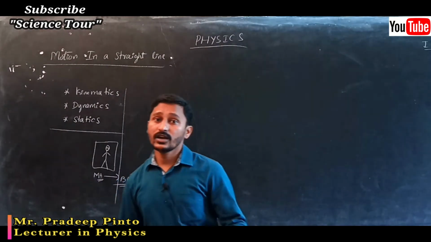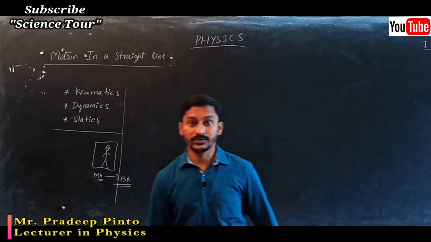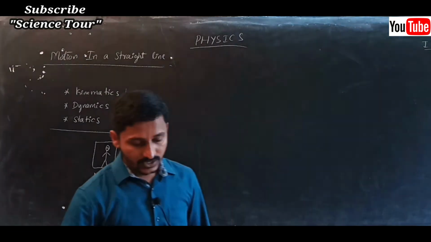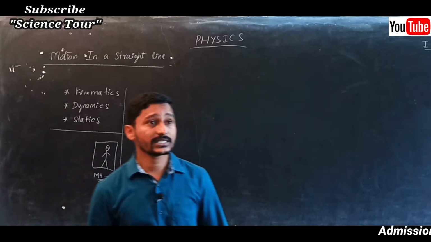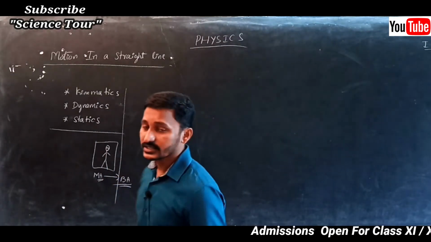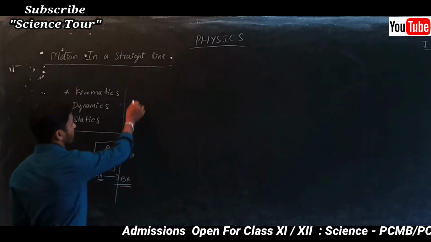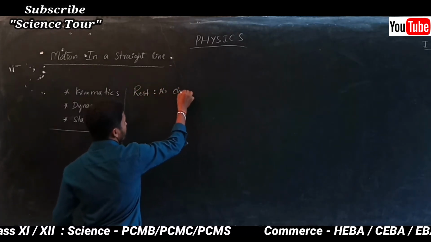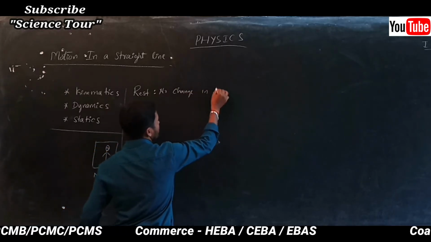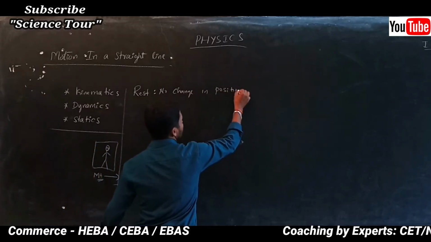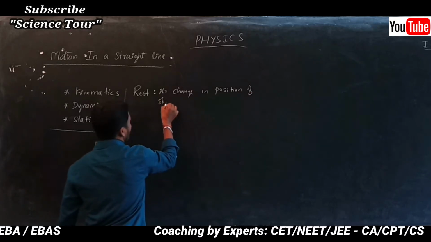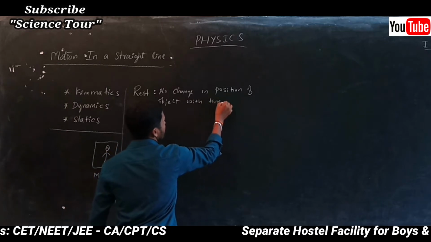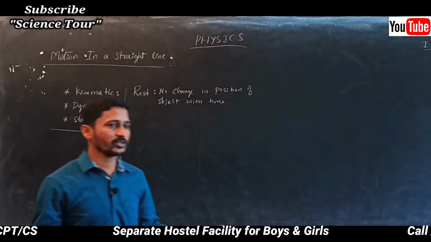For that again we are going to give some key terms in physics, or some physical terms. The first thing you know: rest means what? Rest means there is no change in position of the object with time.